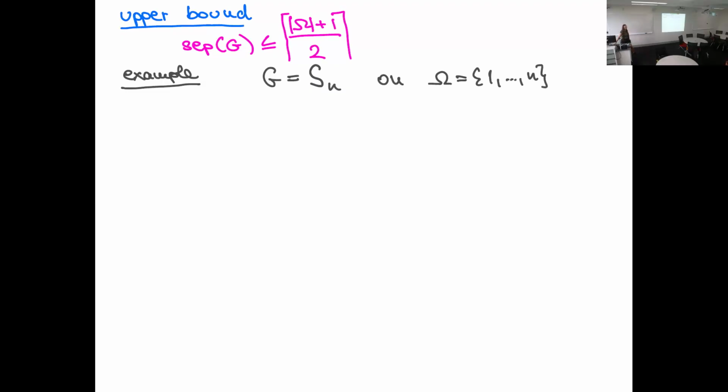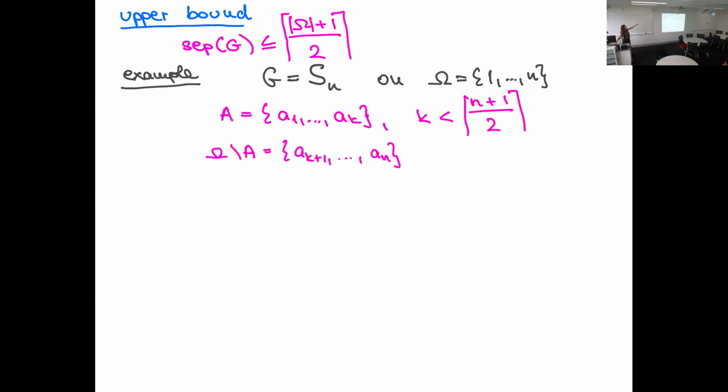This bound doesn't seem so exciting, but it turns out that this is the best we can do in the realm of transitive permutation groups. If we take Sn acting on just the points 1 to n, so instead of on pairs, it's just acting in its natural action of permuting the numbers 1 to n, then if we take any set A of size less than this upper bound, n plus 1 over 2, then the complement of that set we will just denote by a_{k+1} to a_n. And then we need to find a group element such that A to the g will lie inside this complement of A, and then we'll show that it's self-separable.